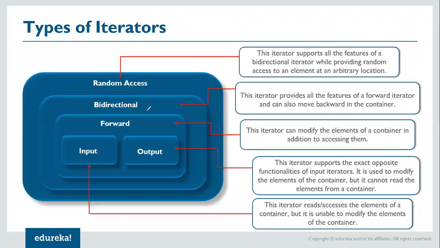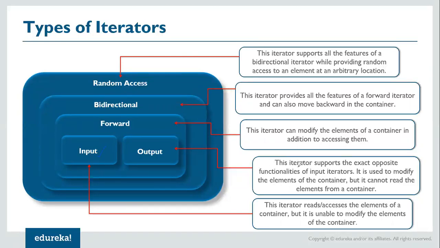So let's look at input iterator first. This iterator reads or accesses the element of a container but is unable to modify the elements of the container. So this is just for performing the read operation. For example, you want to traverse the element of a vector or a list, or maybe another container in which you have stored the data. So you can just traverse it. That is done with the input iterator.